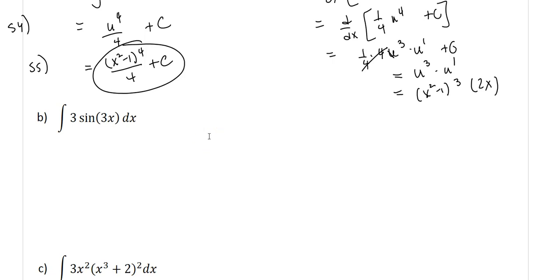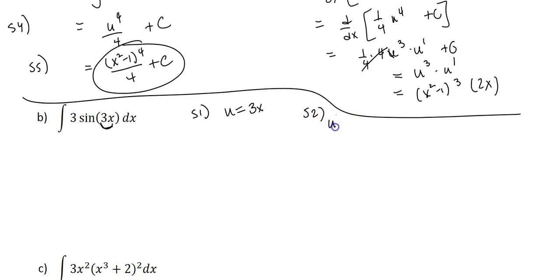So if I'm looking at this one here for step 1, I would let u be equal to 3x because that's what's on the inside of my sine. So for step 2, u prime dx, or du, is going to be 3 dx.